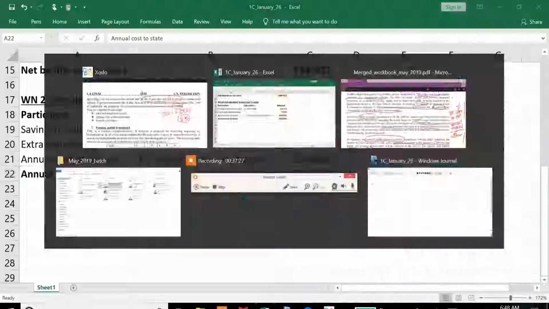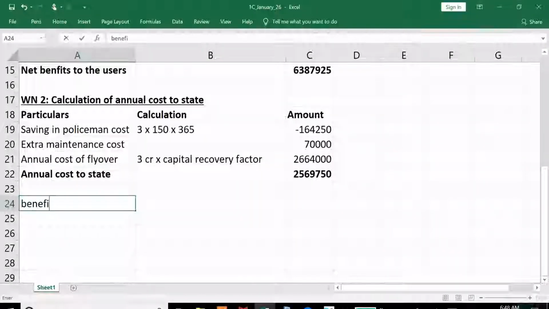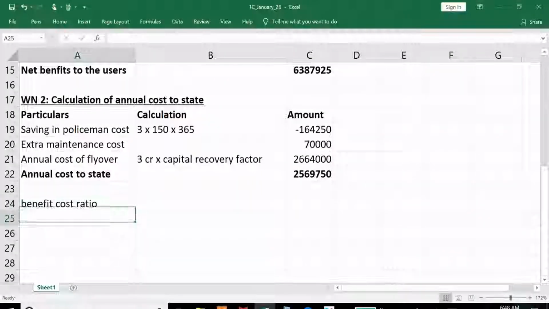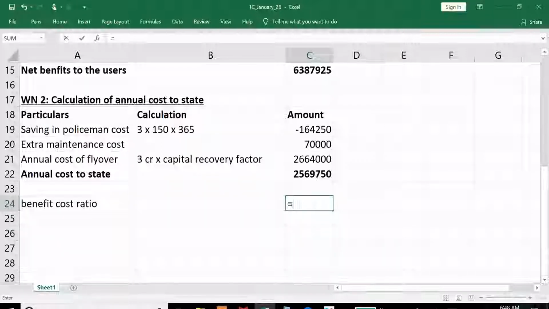Now the third part is the benefit cost ratio. I am not doing a separate working note. Benefit is working note 1, cost is working note 2. Benefit cost ratio is nothing but the profitability index, the other name for profitability index. Divide them; you can express it in percentage or in times. I'll express it in times.